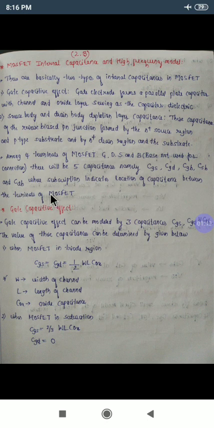First we'll go for the gate capacitive effect. The gate capacitive effect can be modeled by three capacitances: CGS, CGD and CGB. The values of all three capacitances depend on the region in which the MOSFET is working.